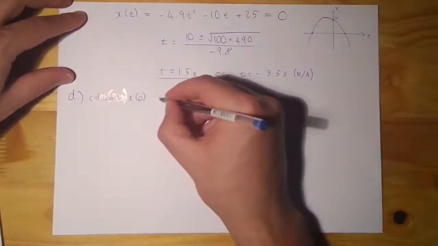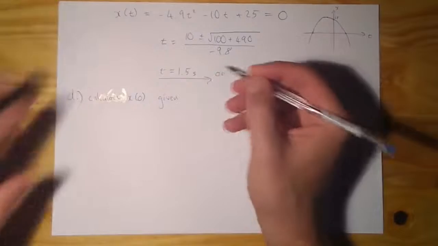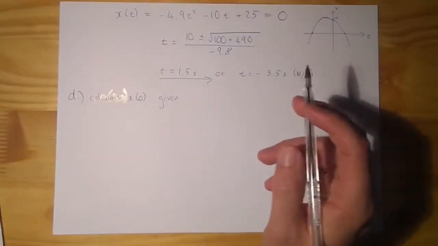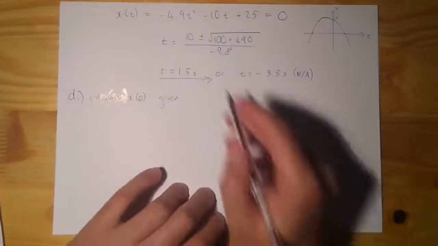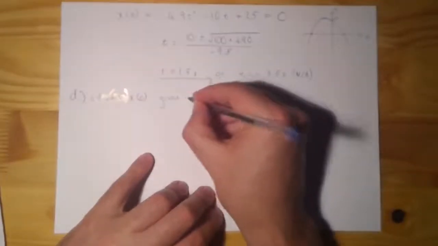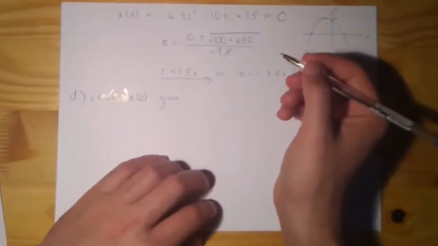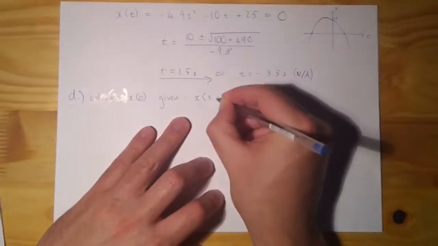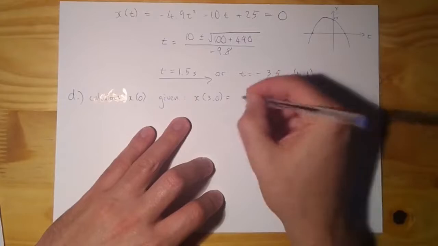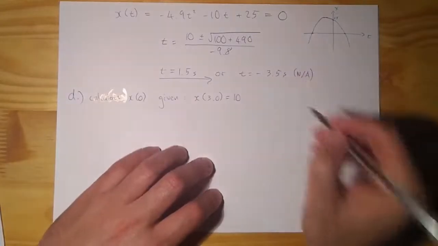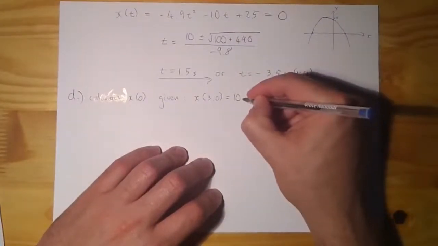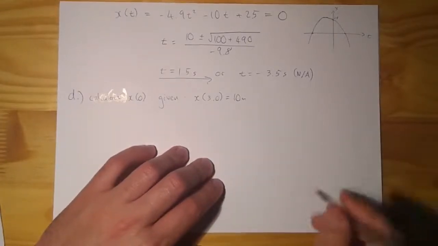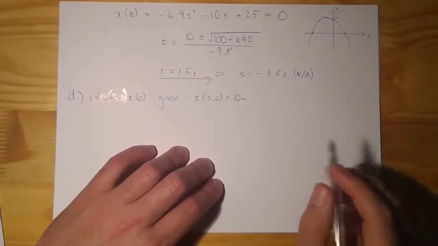And what are we given? Now, we noticed in the previous problem we used two conditions to find the two constants c and d. So we're given two conditions. Well, we're told that after 3 seconds it's 10 meters from the ground, so x of 3.0 is 10. Let's put it like that. All right, so 3.0, two significant figures. Good, and that's one condition.